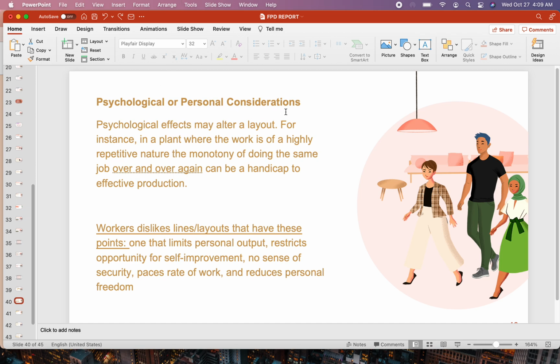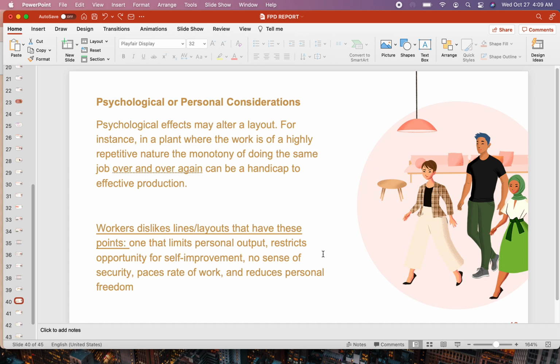Psychological or personal consideration. Psychological effects may alter a layout. For instance, in a plant where the work is of a highly repetitive nature, the monotony of doing the same job over and over again can be a handicap to effective production. Workers dislike lines or layouts that have these points: one that limits personal output, restricts opportunity for self-improvement, gives no sense of security, paces the rate of work, and reduces personal freedom.